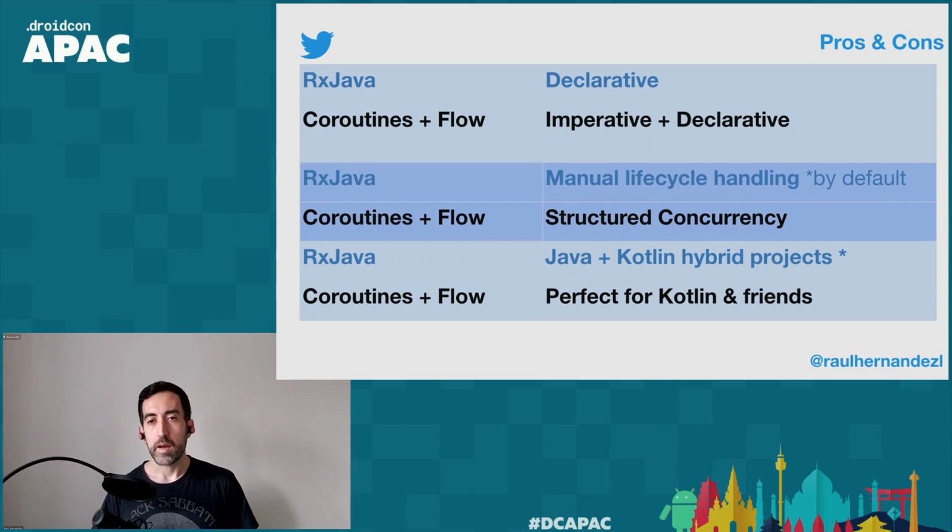But then about lifecycle, RxJava is initially manual. You have to dispose one by one, unless you have a library that does it for you. There are a few in the open source market. And then coroutines and Flow. Structured concurrency is super cool, and it can do that for you without any trouble. Then for hybrid projects, RxJava works for Java and Kotlin projects that are hybrid. And if you have any problems, then you can maybe use RxKotlin if you have some wildcards that cannot be defined. And then for coroutines and Flow, it's perfect for Kotlin and friends. If you don't have any Java, you can just go ahead and use coroutines and Flow.